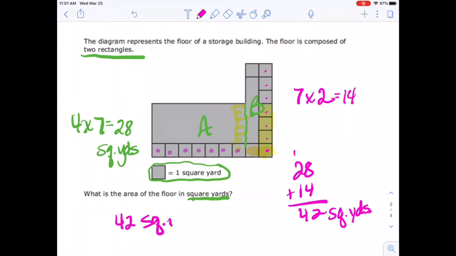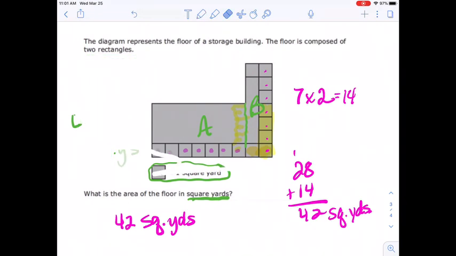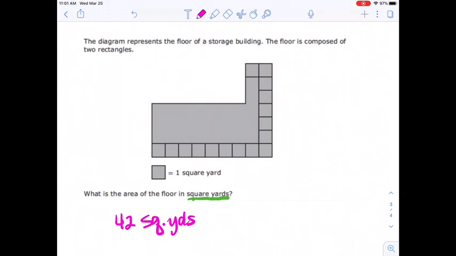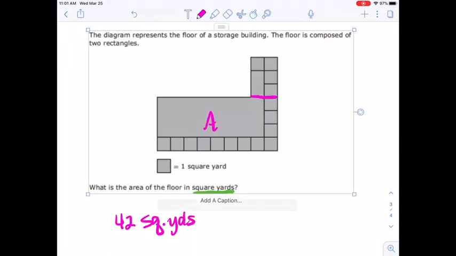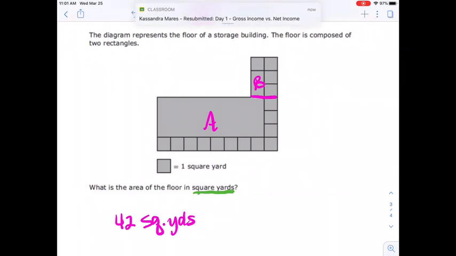And then let's do it again, breaking it up the other way and see if we get the same answer. So let's break it up the other way and see if we break it up this way, if we get the same answer, if it makes it a little easier or a little tougher. So let's talk about if we break it up this way and we call this A and this B. Do you think we'll get the same answer?